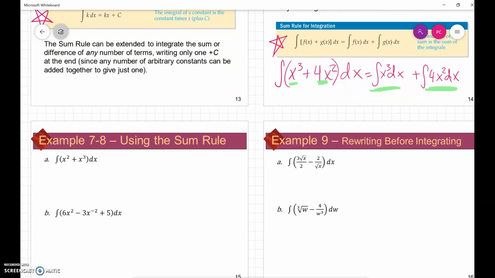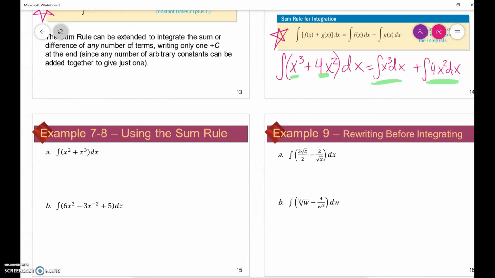So let's practice that. On example 7-8, I've got the integral of x squared plus x cubed dx. Again, I'm not going to take this as a whole. I'm going to think of it as two separate integrals. So the integral of x squared is 1 over 2 plus 1, which is 3, times x to the third power. Plus, we don't do our plus c yet, just plus the integral of x cubed dx.